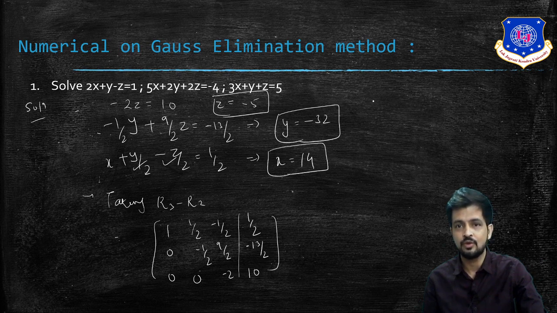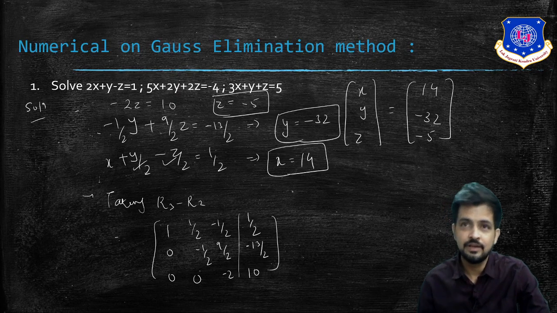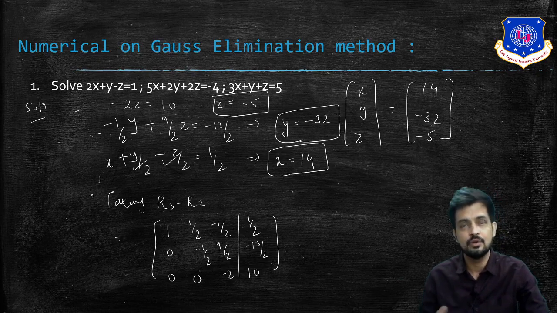You have to do it by yourself, okay? So the solution of this system, x, y, z, is equal to 14, minus 32 and minus 5. So in this way you can solve more numericals on the basis of Gauss elimination method. Many numericals are given in the question bank. You have to solve those.